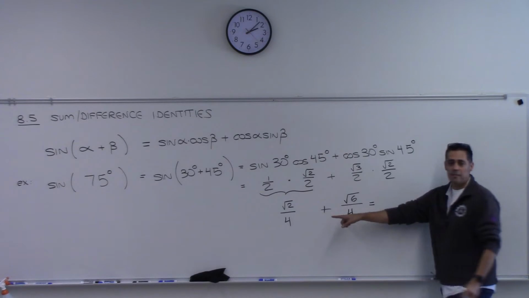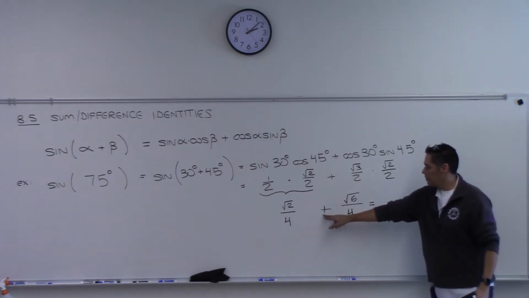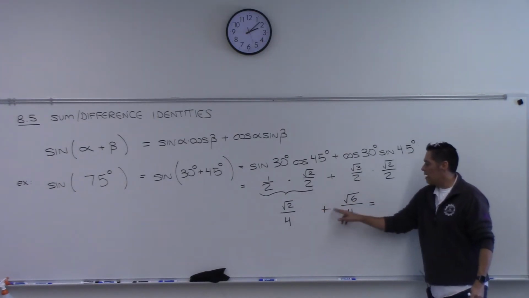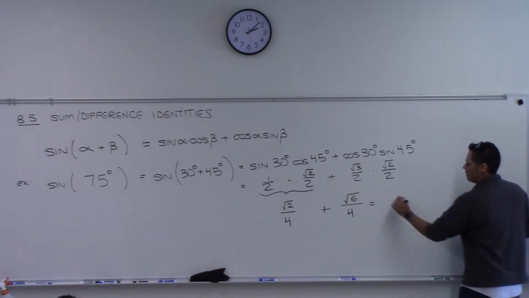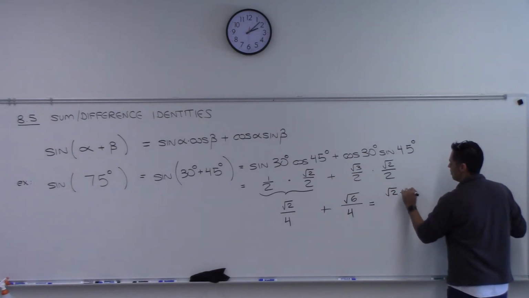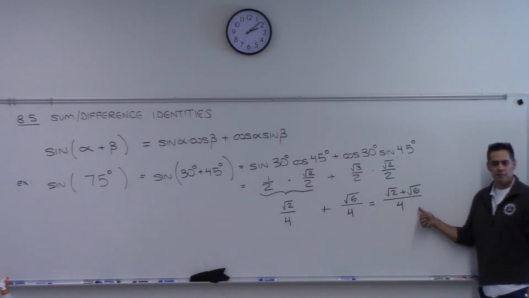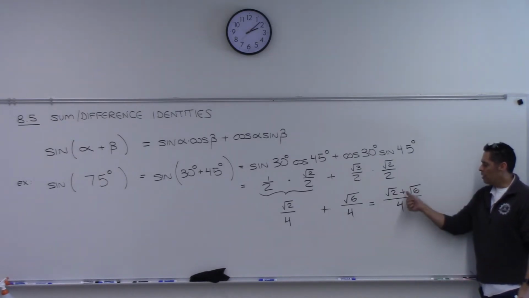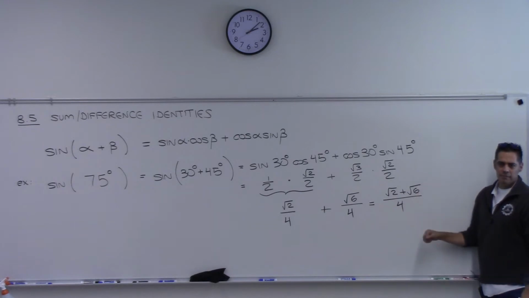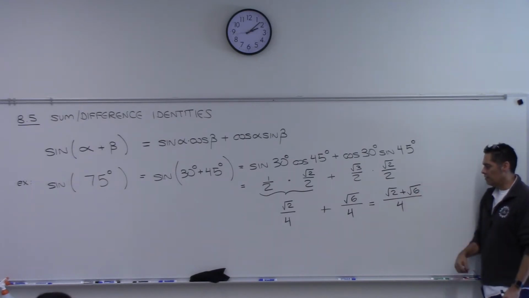Okay, and those have the same denominator now, right? And we're adding them. So you take root 2 and you add root 6. Don't tell me root 8. That's not root 8. That's root 2 plus root 6. We actually can't figure out what that is easily. That's your answer. Root 2 plus root 6, I don't know what it is, but I'd use a calculator to figure it out.